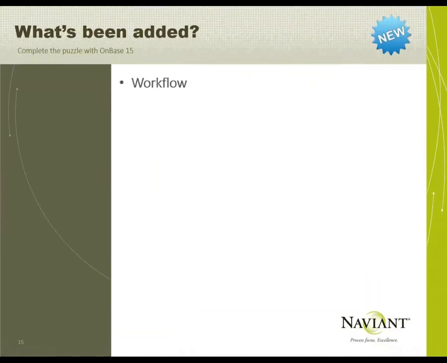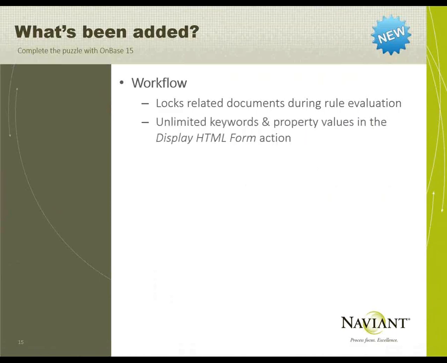So what else? What else we got? More workflow stuff. This is nice. Workflow will now lock related documents while it's doing rule evaluation. Normally, in previous releases, it would only lock the document it was examining. Now it will lock all of its related documents as well to prevent people or processes from modifying them while it's trying to evaluate a rule.